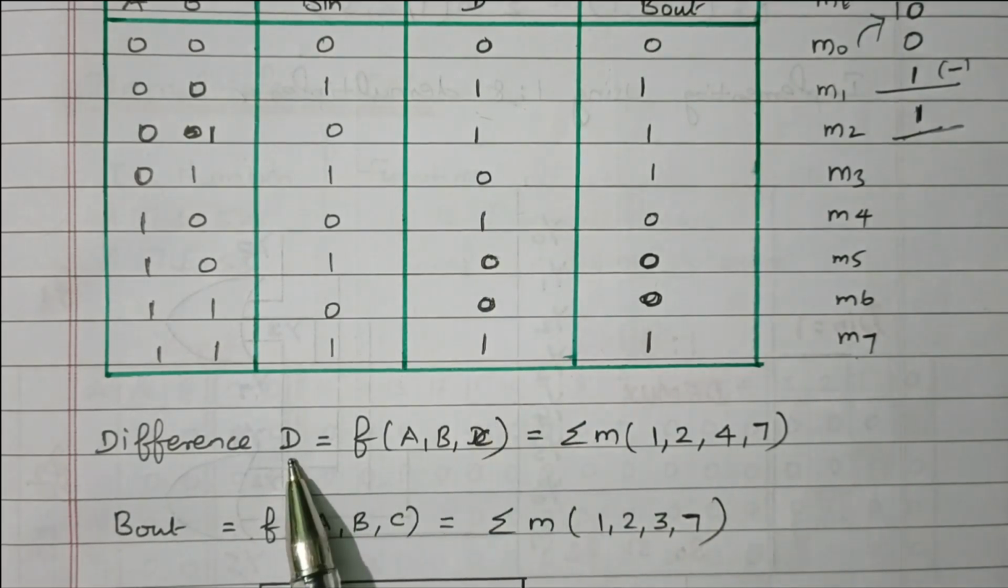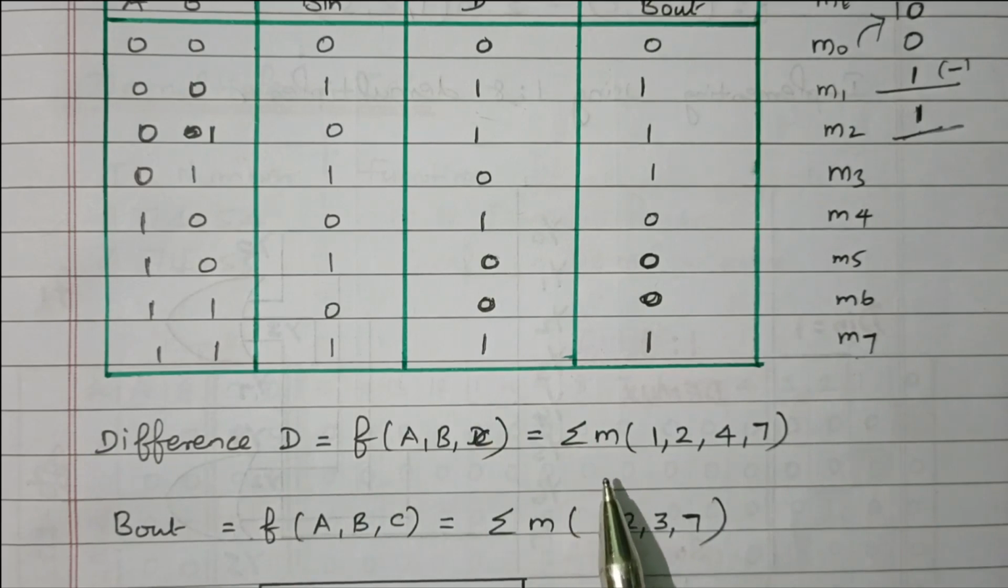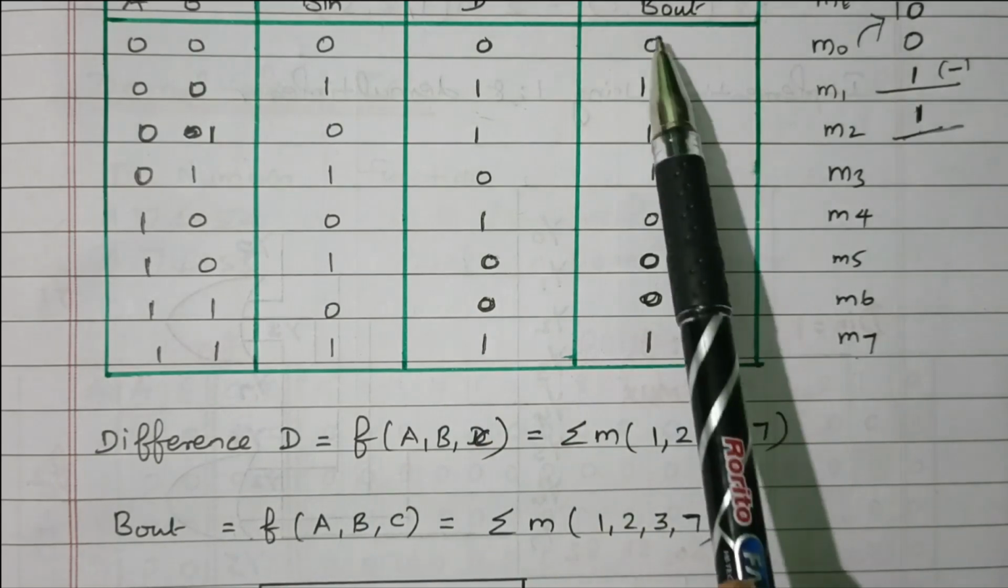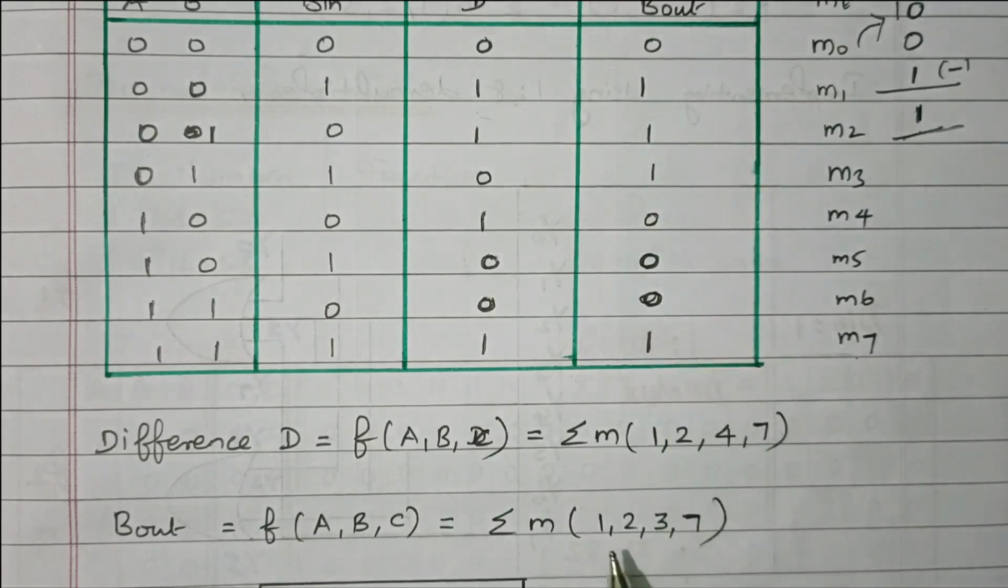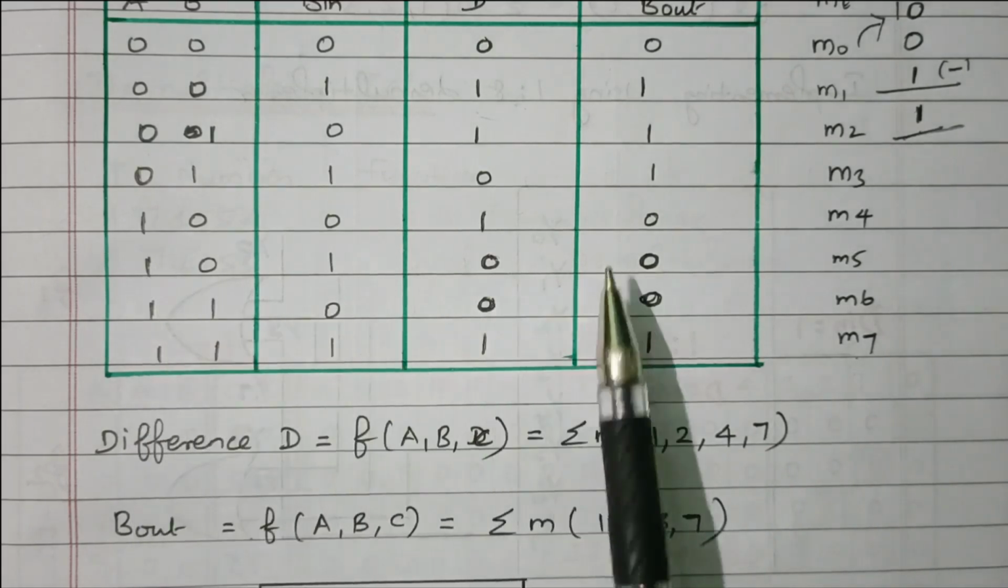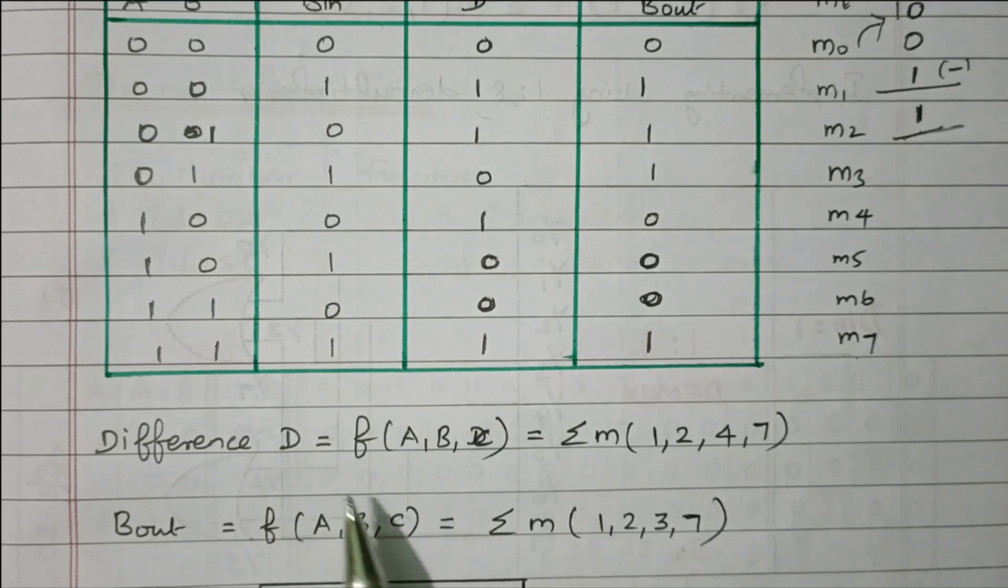Right. So the difference, as a logical expression in terms of min terms, is the sum of min terms 1, 2, 4, 7. In the case of borrow out, it is 1, 2, 3 and 7. So 1, 2, 4, 7 is the required output for difference, and 1, 2, 3, 7 is the required output for borrow out. Right. Now we have the truth table, and from that we got the logical expressions for difference and borrow in terms of min terms.